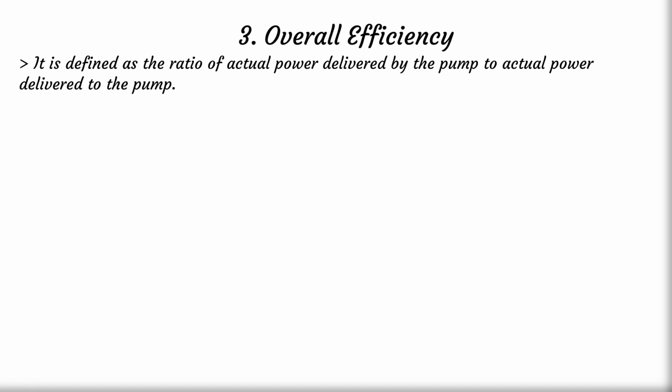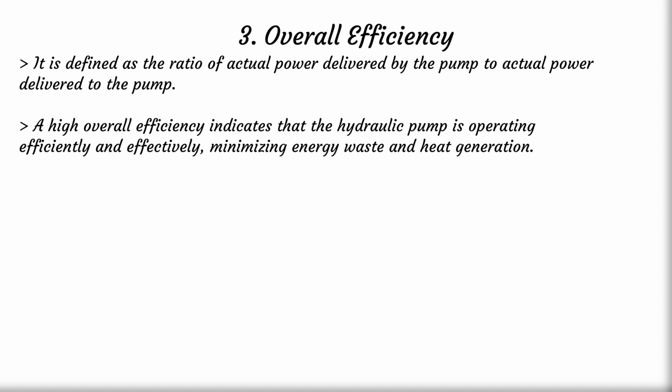Thirdly, we will talk about overall efficiency. It is defined as a ratio of actual power delivered by the pump to the actual power given to the pump. A high overall efficiency indicates that the hydraulic pump is operating efficiently and effectively, minimizing energy waste and heat generation. It is an important factor to consider when designing and maintaining the hydraulic system to ensure excellent operation.